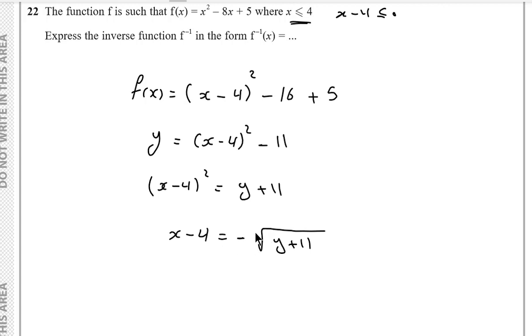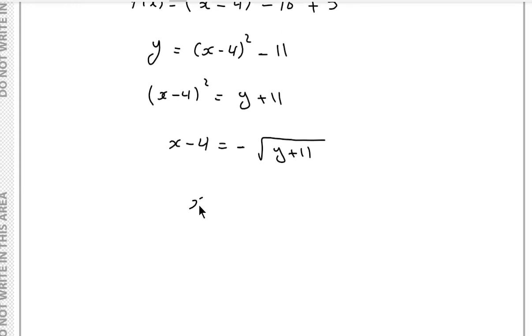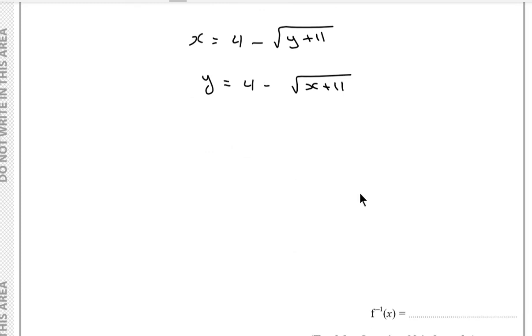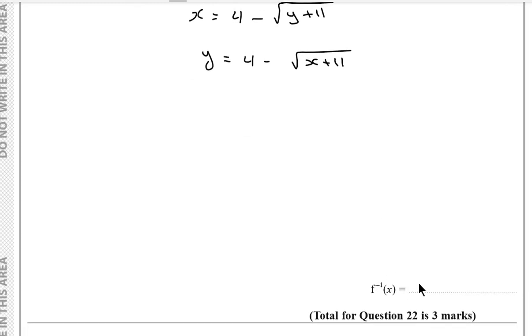It's a very tricky question, a very interesting one. So finally we can say that x equals 4 minus square root of y plus 11, and finally change x and y places, so we can write y equals 4 minus square root of x plus 11, and finally we can write f inverse of x is equal to this expression, okay? It will be 4 minus square root of x plus 11.